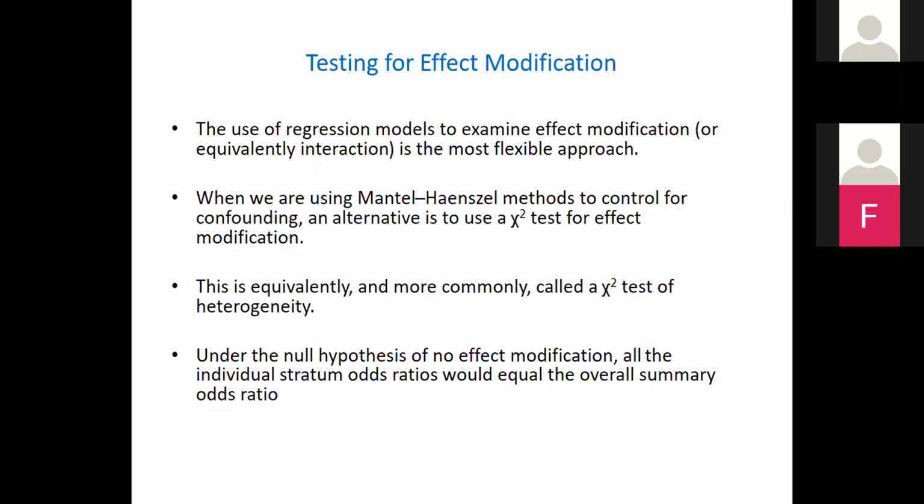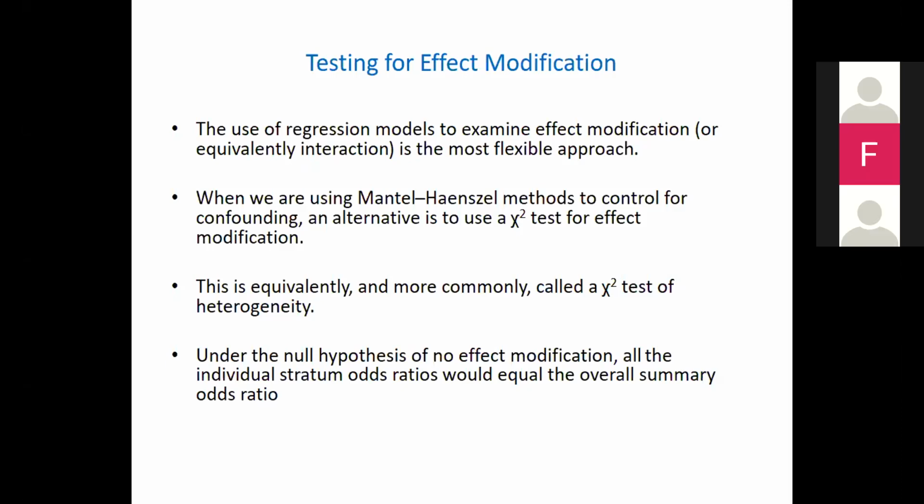Okay, let's move further. The use of a regression model to examine effect modification, or equivalently interaction, is the most flexible approach. The best way actually is to use regression. But we will now explain the Mantel-Haenszel method to control for confounding. An alternative is to use a chi-square test for effect modification. So in trying to remove a confounder, you also test if there's effect modification. I'll go to the next slide to talk about those five steps.